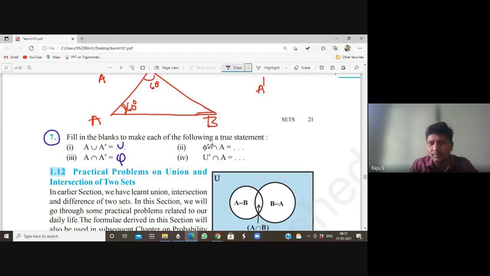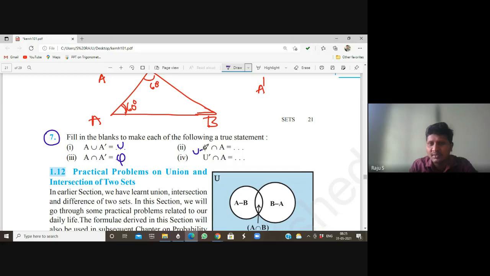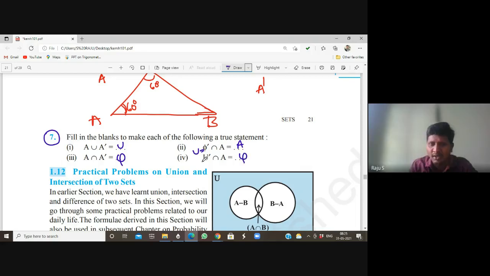The complement of the empty set, intersection A: phi complement intersection A. Phi complement is clearly the universal set, and the universal set intersection A is A. Very good. Then here, the null set, because U complement is the empty set, and the empty set intersection A is equal to empty.